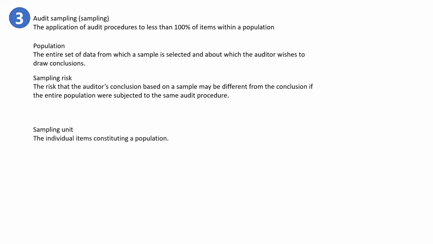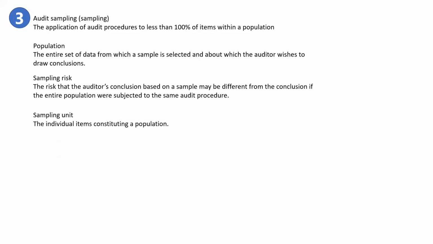A sampling unit is the individual line items or individual transactions within a population that make up the total population, that make up the amount that we see sitting in the face of our financial statements. So in our example, a sampling unit would be an invoice. So a sales invoice becomes a sampling unit, and all 10 of these sales invoices make up my revenue population.